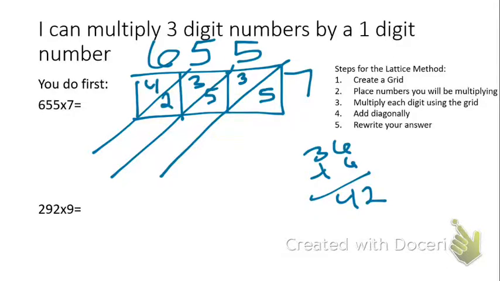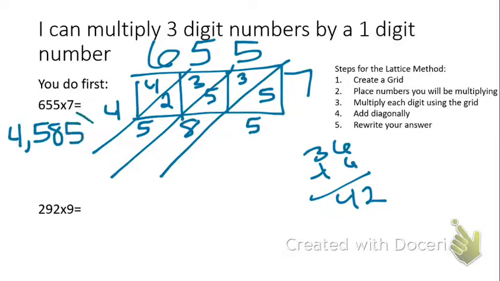Okay. And then I need to add diagonally. The 5 is in a triangle by itself, so it's just going to be a 5. Then I have a 3 and a 5, so that's going to be 8. Then I have a 3 and a 2, that's going to be 5. Then I have a 4. And then you should have rewritten your answer and gotten 4,585.